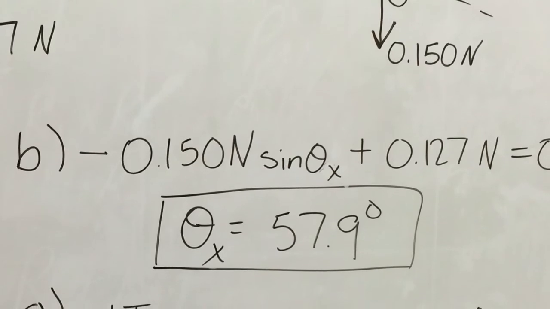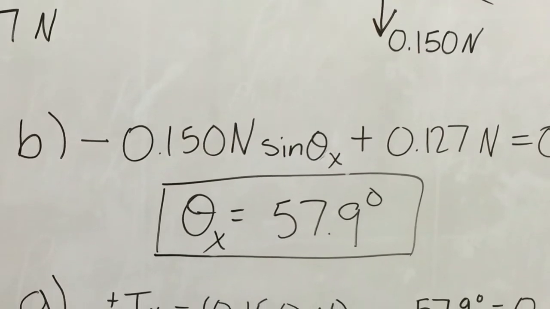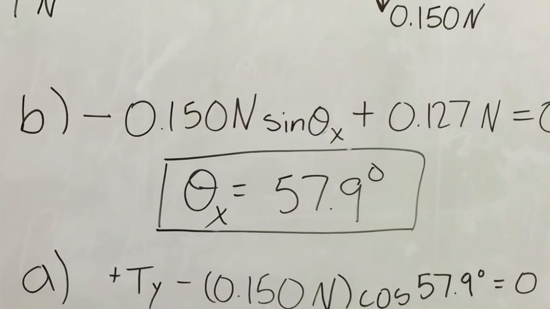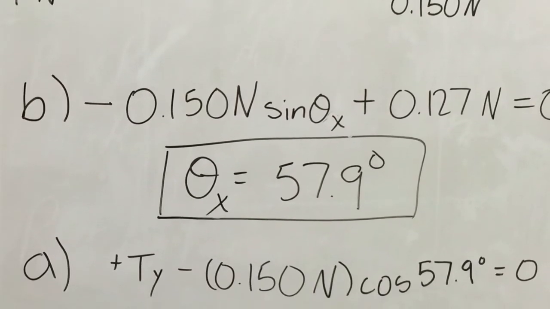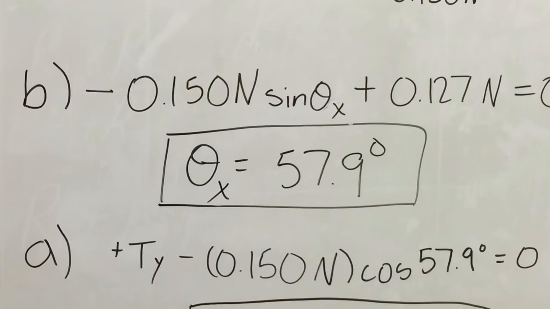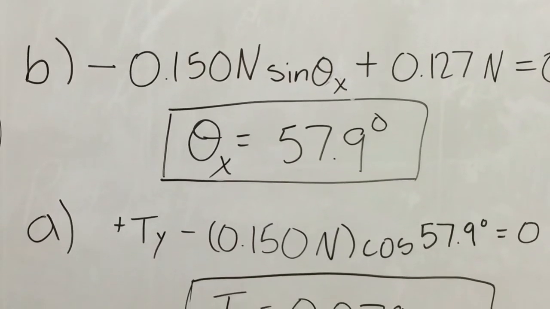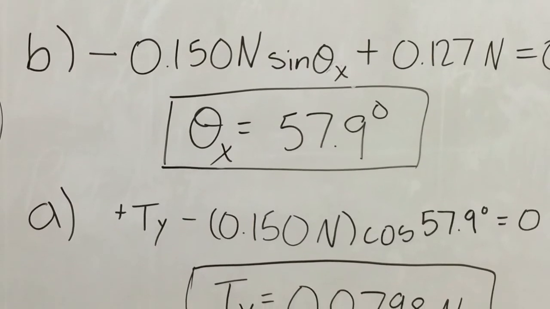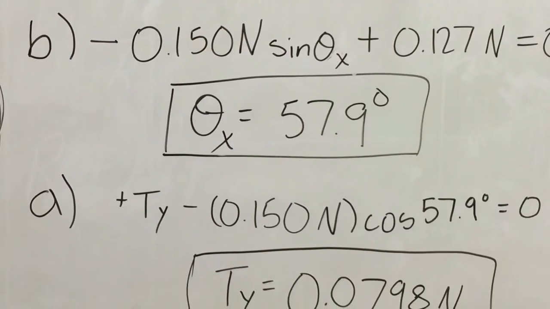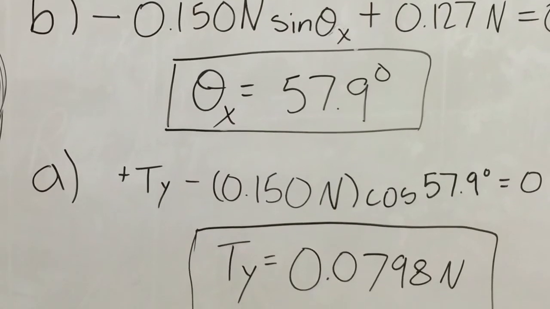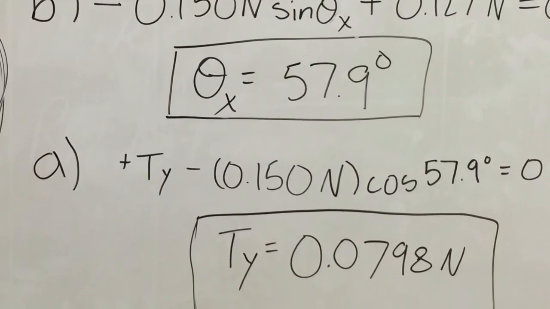Using the value we found for theta x, we can now solve A. The tension in the y cable and the force of gravity times cosine theta will cancel out to 0. Using this equation and the value we found for theta, we can find Ty. The answer to A is 0.0798 newtons. This is the tension in the y cable.